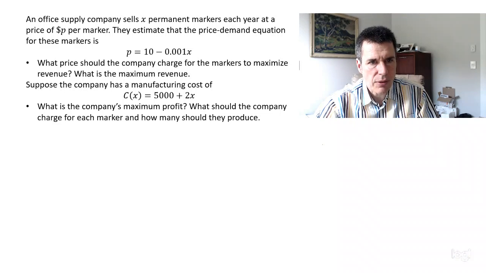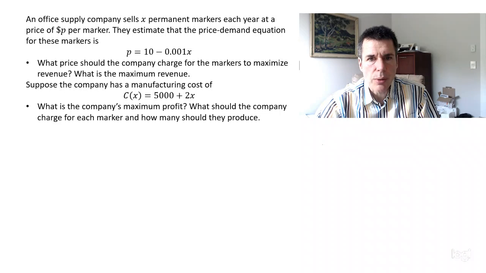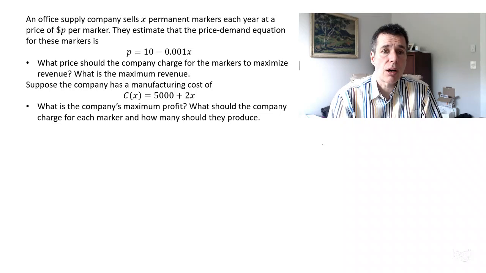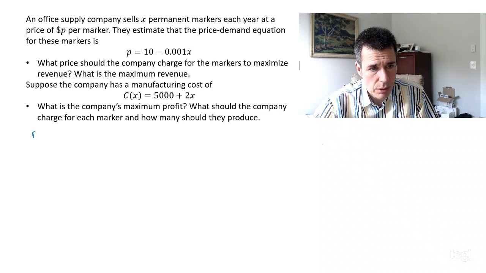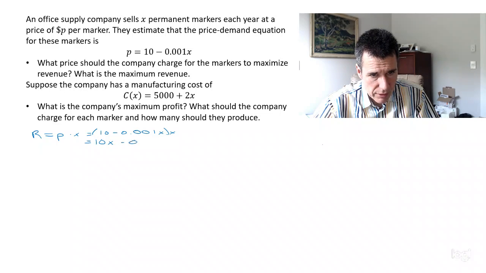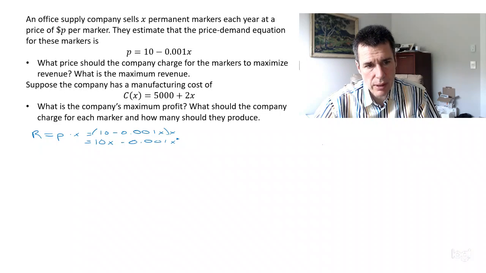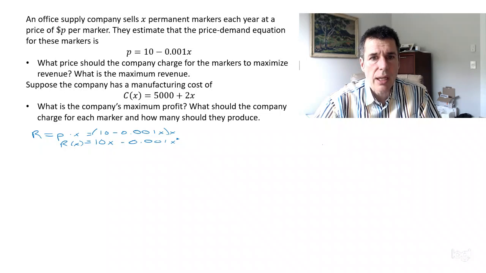Okay, so our function, we're trying to maximize revenue. We have a price demand equation. We are interested in revenue, so we know revenue is equal to P times X, and we can substitute P here with 10 minus 0.001X times X, and that's simply 10X minus 0.001X squared. Okay, so that's our revenue as a function of X.